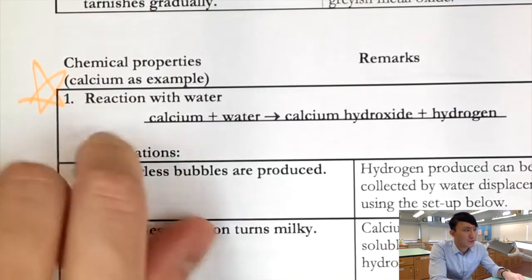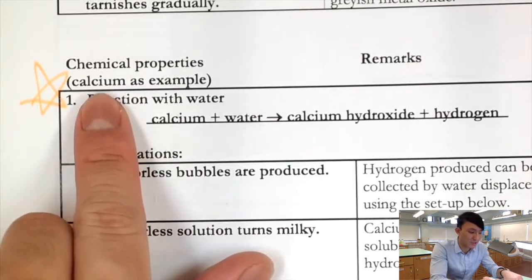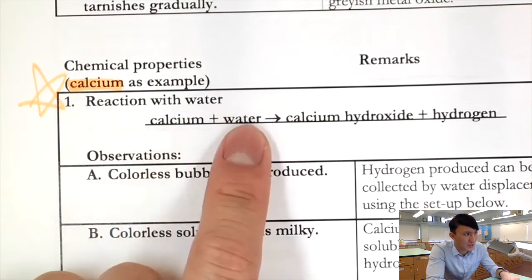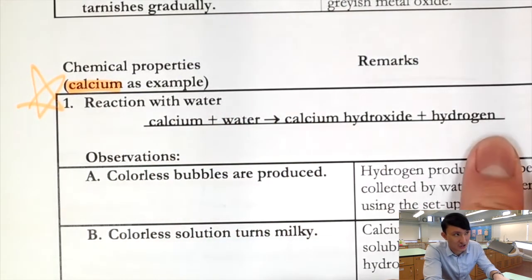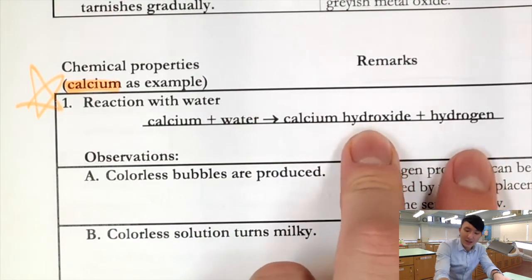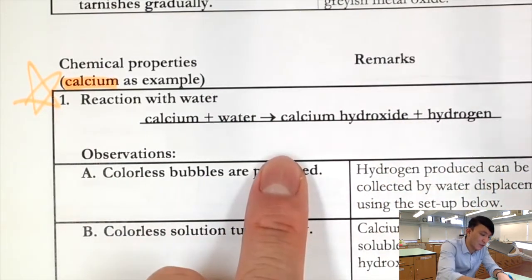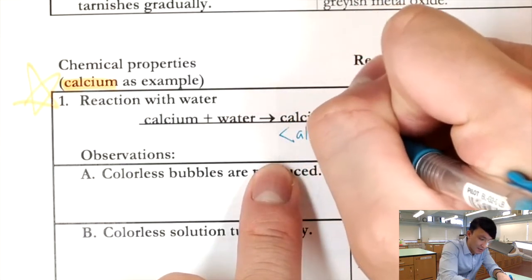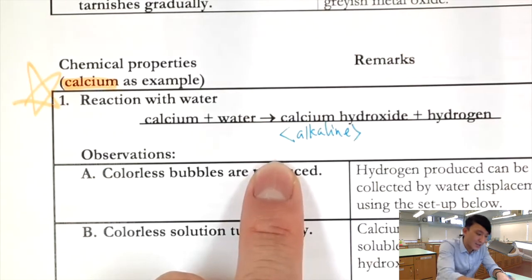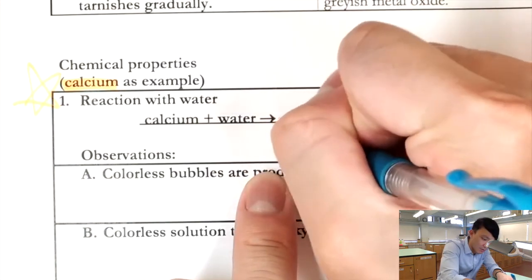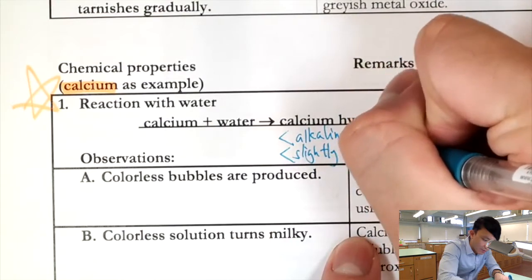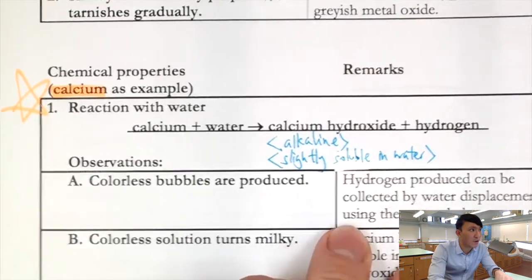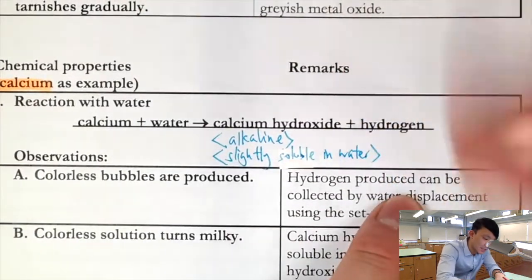So here, a group 2 metal reacts with water. We use calcium as an example. When calcium reacts with water, it gives us calcium hydroxide and hydrogen. We have two different products. I also want you to pay attention to the fact that calcium hydroxide is actually alkaline. However, it is only slightly soluble in water. And on the other hand, hydrogen, of course, is highly flammable.